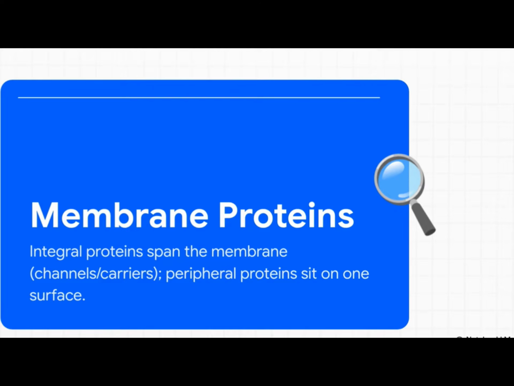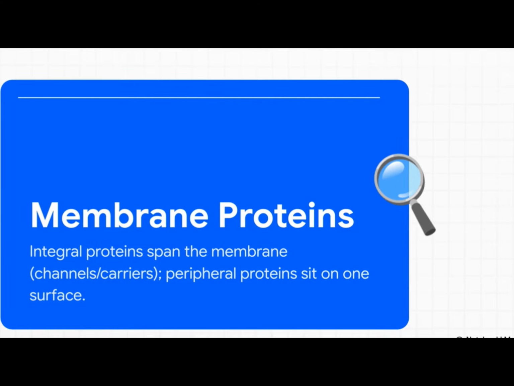But a barrier isn't enough. We need the gates. And that's where proteins come in. They're studded all throughout the membrane, and they are the functional workhorses. You've got integral proteins that span the entire membrane, acting like channels or carriers. Others are receptors that bind to hormones. Some are even enzymes. Then you have peripheral proteins that just sit on one side.